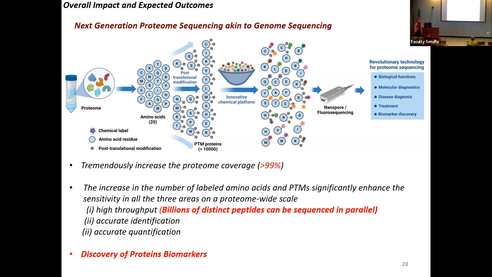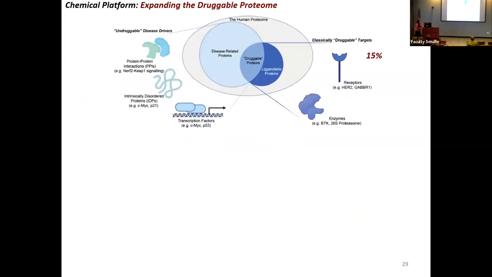Now this is one of the reasons why we started building this chemical platform, but it has other advantages too, and I'm going to talk about that for another 5 minutes, which is that we can actually expand the druggable content of the proteome. So what do I mean by that? Druggable content of the proteome means that so many companies are involved in drug discovery. You name any company, they are involved in drug discovery. There are so many groups involved in drug discovery. What are we developing drugs for?